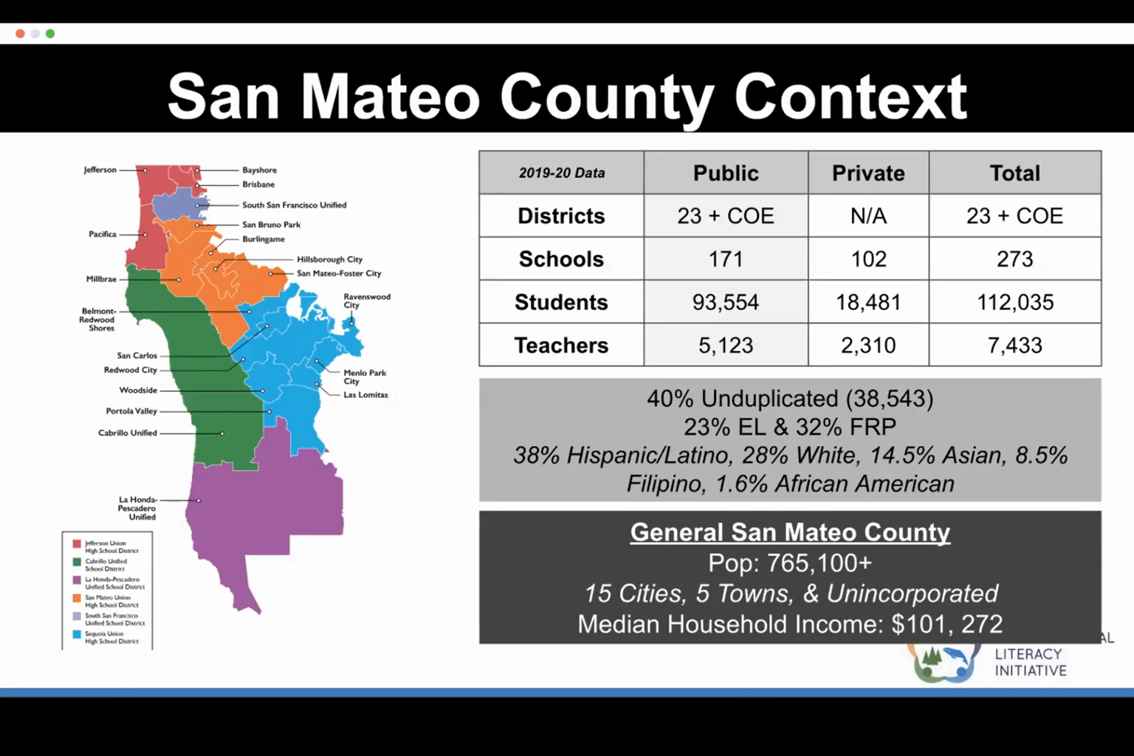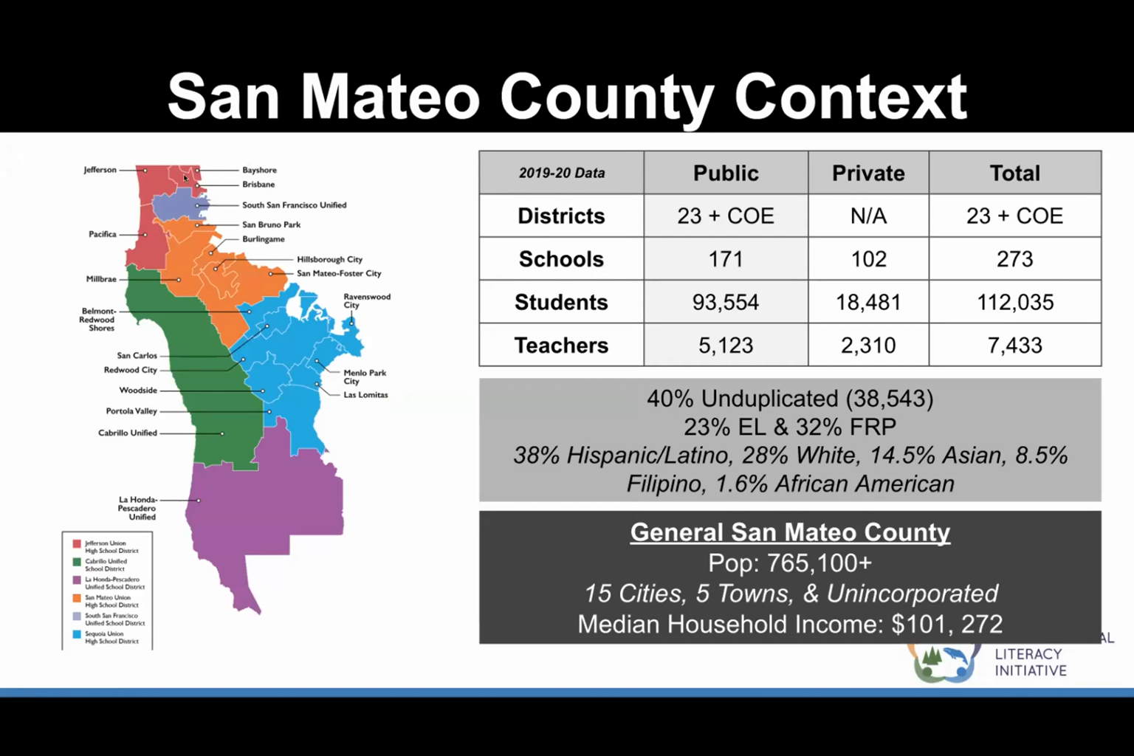So before I do, just really quickly, here's the San Mateo County context. So it's a medium-sized county that goes from very, very high urban density all the way down to very rural. And there's 23 different school districts, and they are operating across 15 cities and 5 towns. But as you can imagine, our student population is around 95,000 or so now at this point, because that's 2019-20 data.